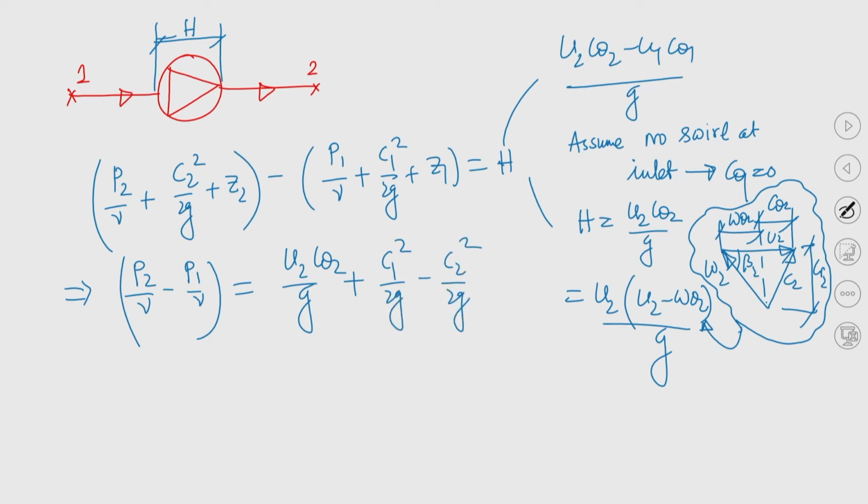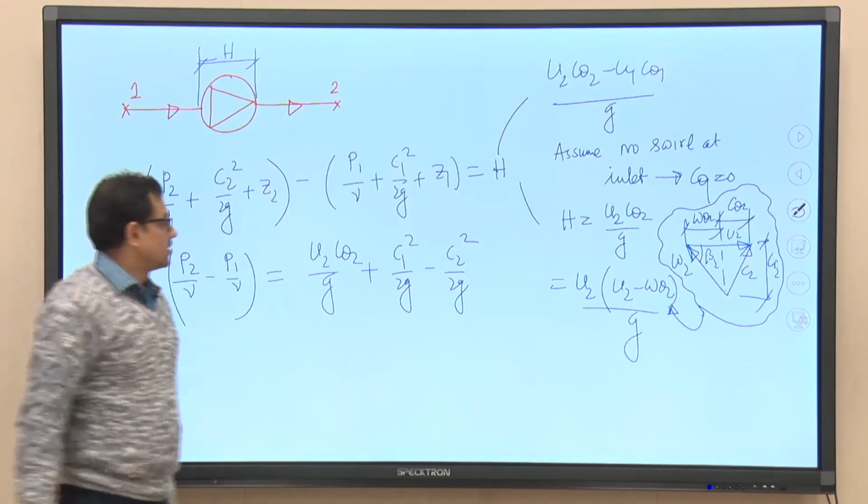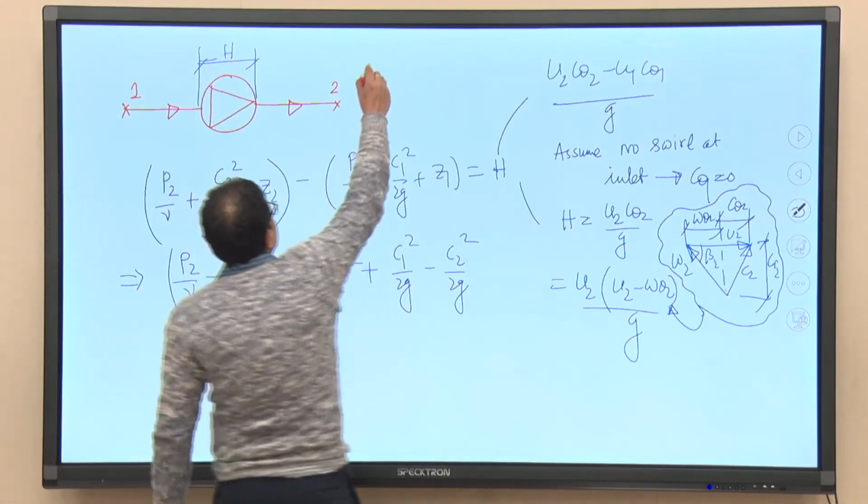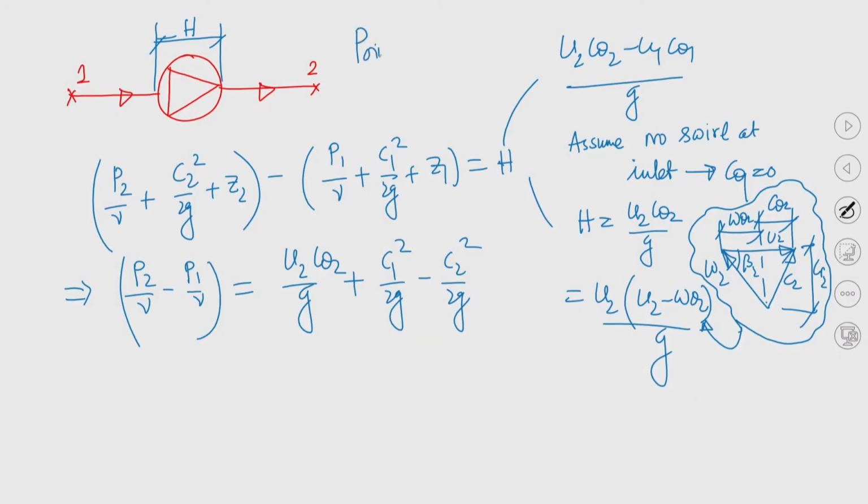We are also assuming that points 1 and 2 are at the same elevation. So, points 1 and 2 are at the same level. Okay. If that is the case, then we can write like this.